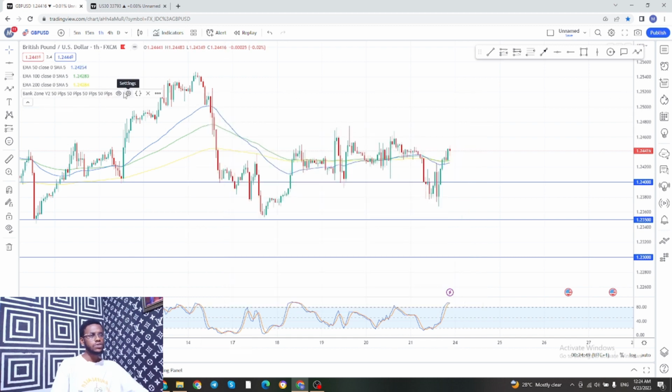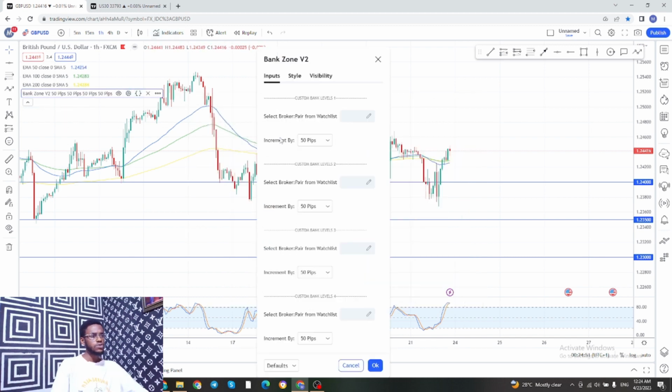So what you have to do is come to settings, right? Go to inputs right there. So you see the increment here. I use increment by 50 pips. You can change it if you want. You can use 25 pips, you can use 100 pips, but I've backtested my strategy based on 50 pips, so I don't want to change it.